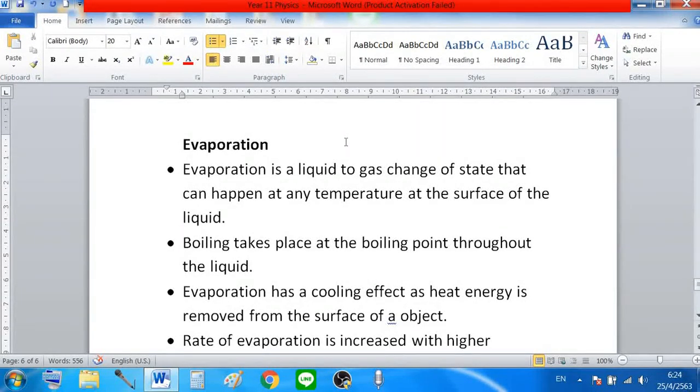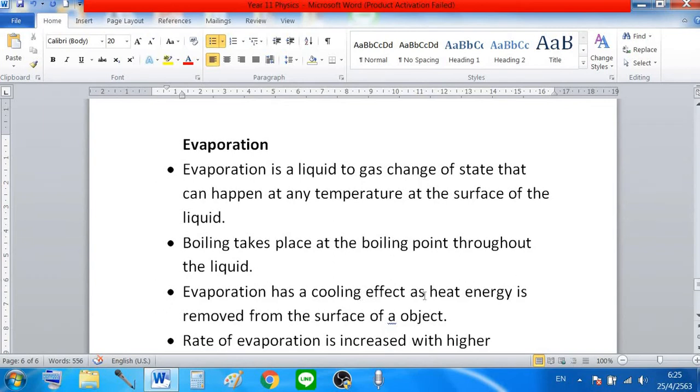And evaporation is when the liquid particles at the surface become gas. Boiling takes place at the boiling point, or 100 degrees Celsius, and it takes place throughout the liquid. So we see bubbles forming in boiling liquids throughout the container, at the bottom, in the middle, at the top, anywhere. So evaporation happens at the surface, boiling takes place throughout, and it happens at 100 degrees Celsius.